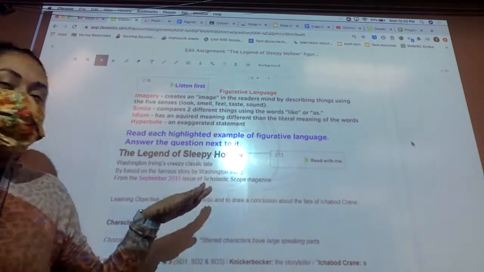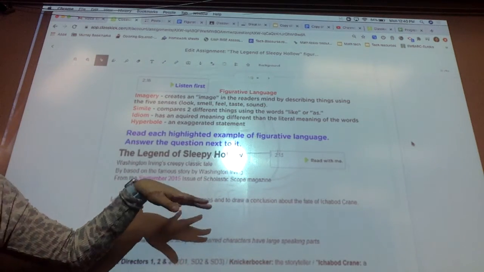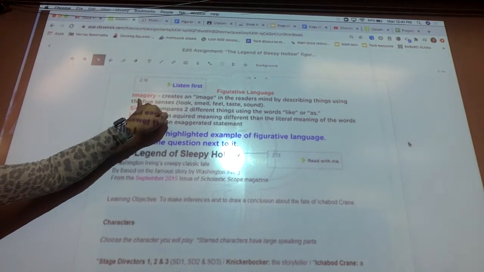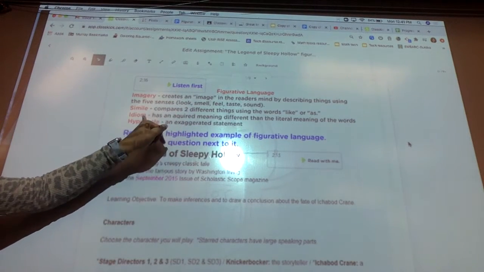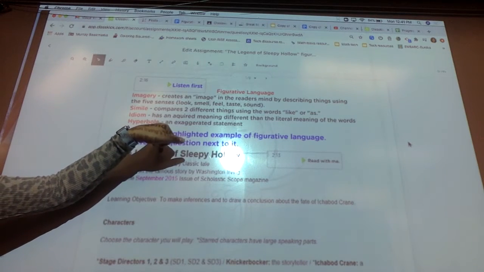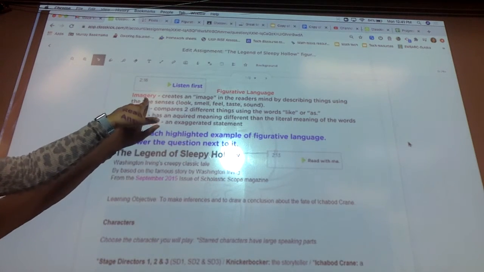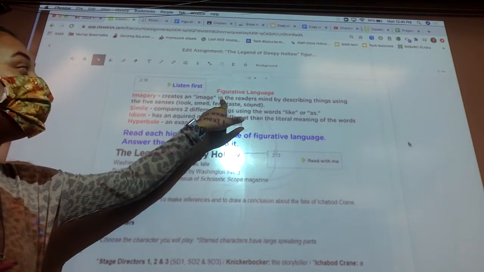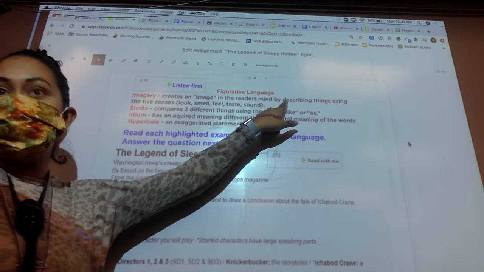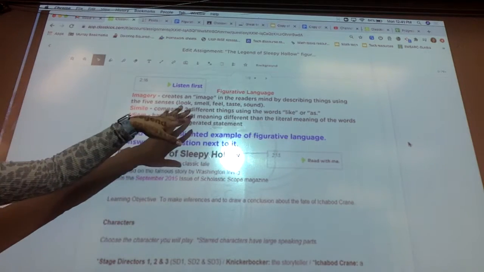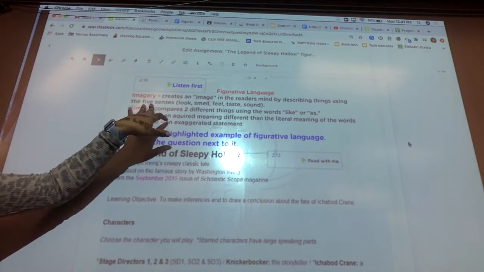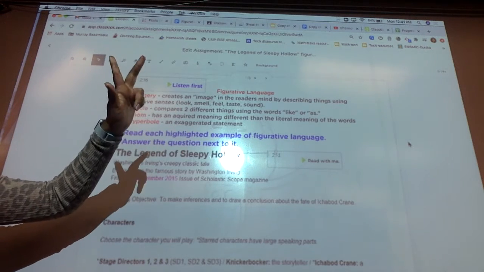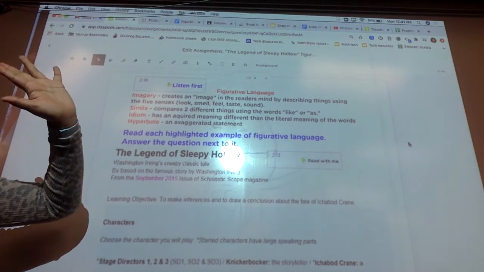And then this is the first page that shows up. So it says, figurative language. There's imagery, simile, idiom, or hyperbole. So imagery, it creates an image, thank you Emma for following along, in the reader's mind by describing, thank you both for following along, things using the 5 senses. So something you can look, smell, feel, taste, or sound. So something you can hear.